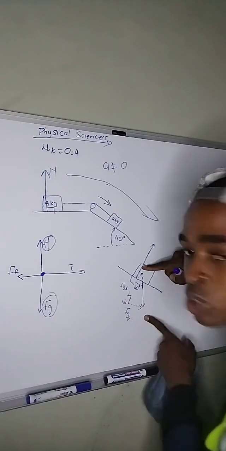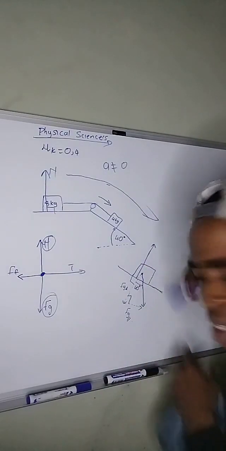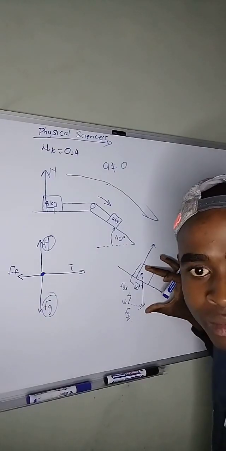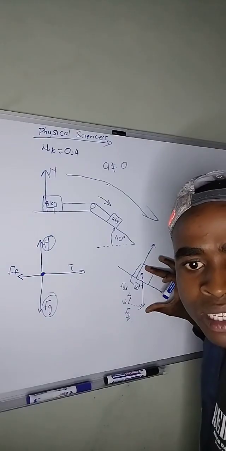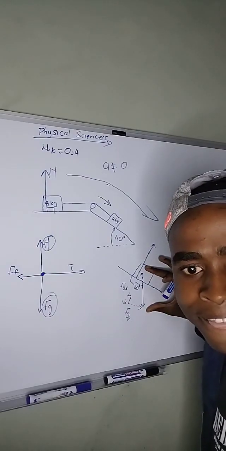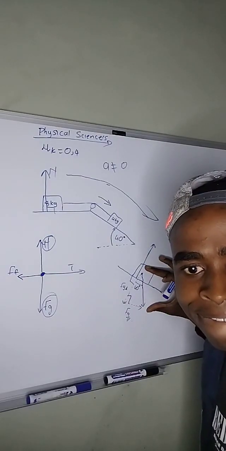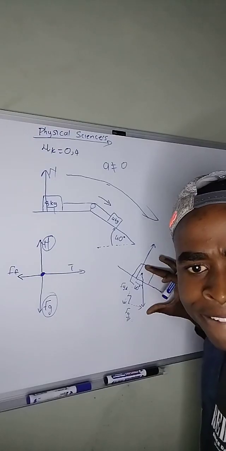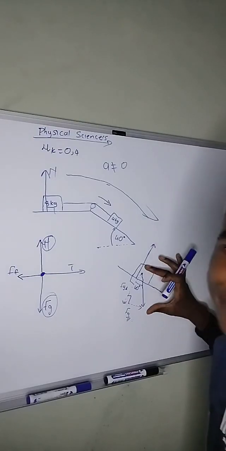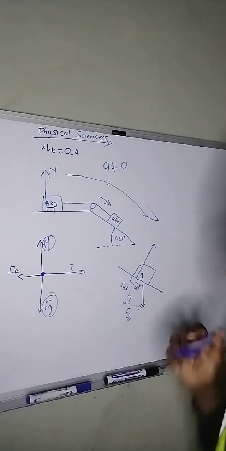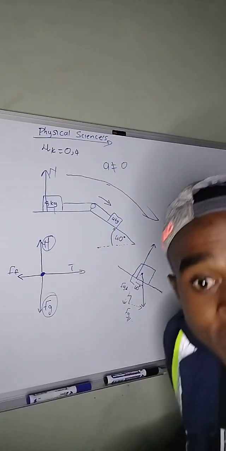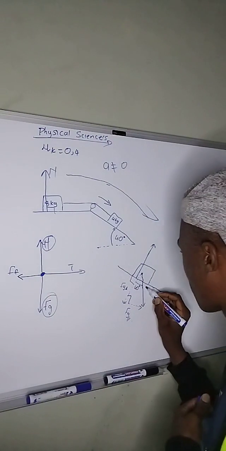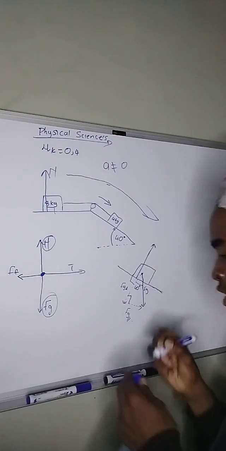In maths, we are going to call this what? Let's go back to maths. What is this in maths? This one is going to be a hypotenuse. The FG is going to be the hypotenuse. So I'm going to draw my FG here.